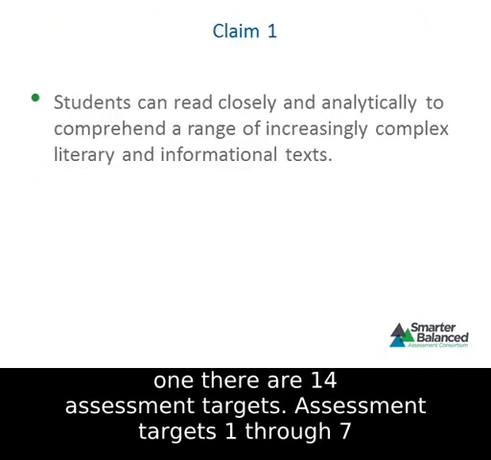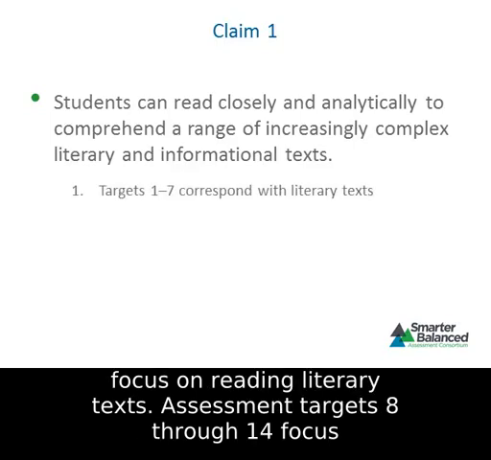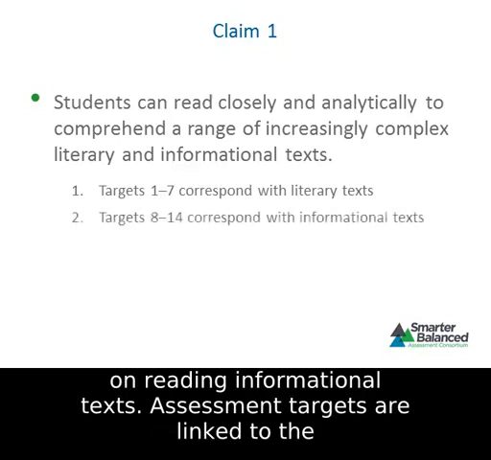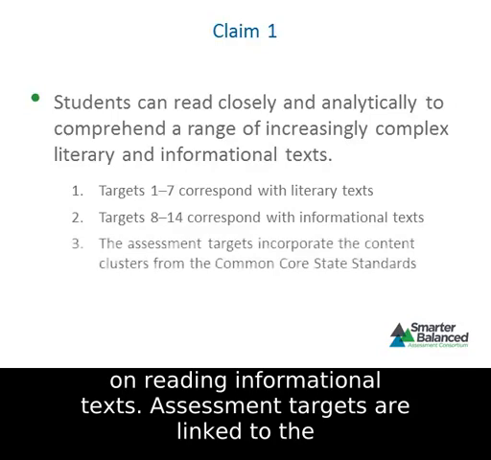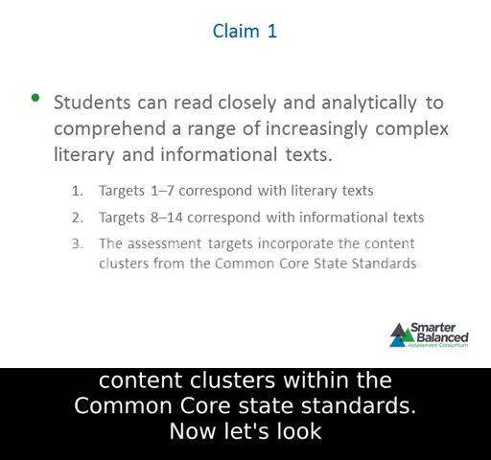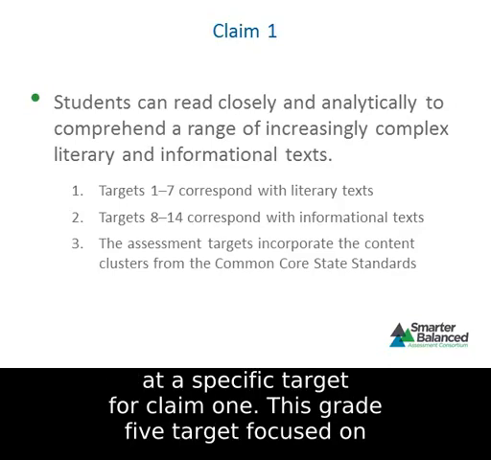For Claim 1, there are 14 assessment targets. Assessment targets 1 through 7 focus on reading literary texts. Assessment targets 8 through 14 focus on reading informational texts. Assessment targets are linked to the content clusters within the Common Core State Standards. Now let's look at a specific target for Claim 1.